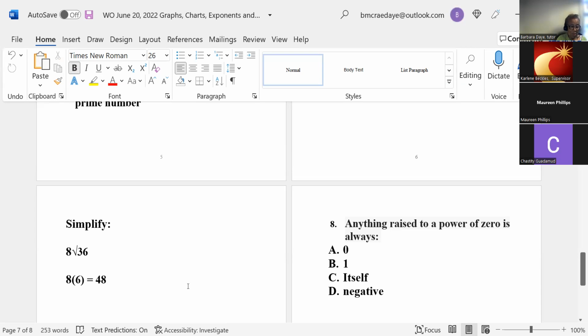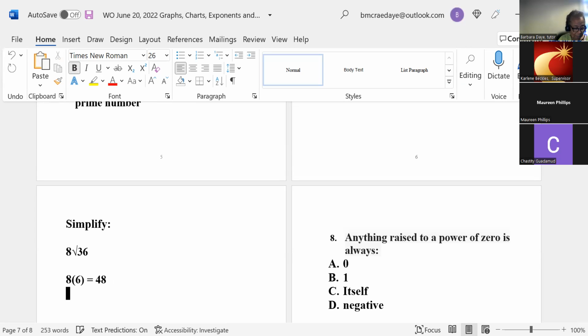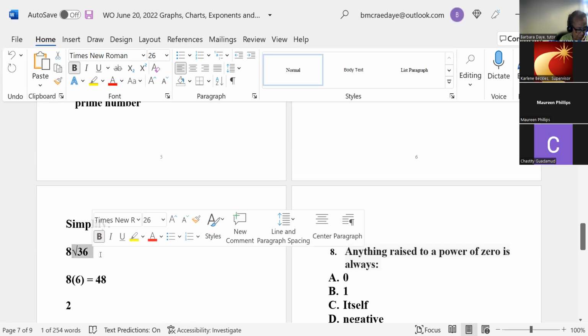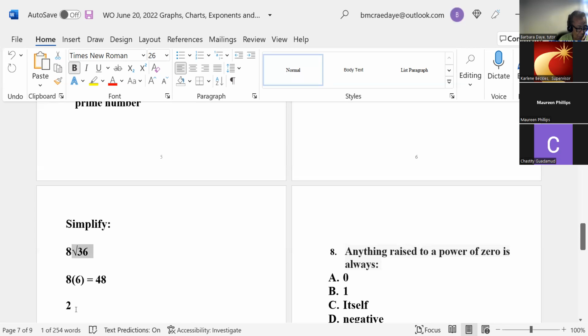So I want you to know when you simplify, you don't always get a radical. You could get a number. Okay. Try another one. This is still simplifying. Try simplifying 2 times a square root, and let's make this 100.